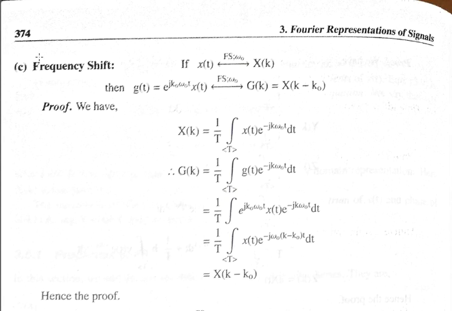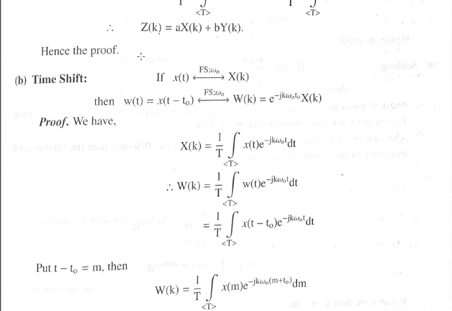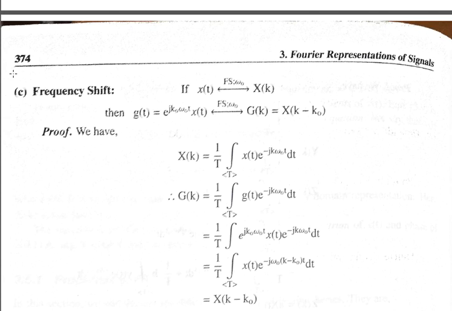Then the next property, the third one, is frequency shift. So this is time shift, which means the time domain signal is shifted, and this causes a change in the frequency domain signal. It is multiplied by e raised to minus jk, whatever the shifted value is. Then if we do the frequency shift, what would be the change? That is what we want to understand.